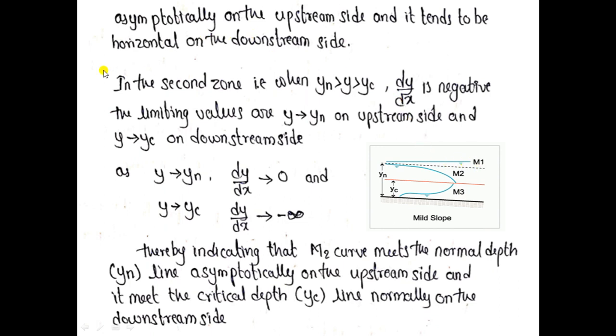In the second zone, if the depth of flow is in between the normal depth and critical depth, the slope of the free water surface is negative. The limiting values here are y tends to yn on the upstream side and y tends to yc on the downstream side. So, if y tends to yn, dy by dx tends to 0, and if y tends to yc, dy by dx tends to minus infinity, which means the M2 curve meets the normal depth line asymptotically on the upstream side, and it meets the critical depth line normally on the downstream side.